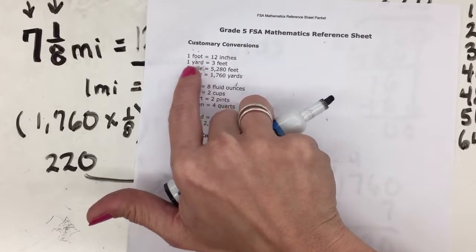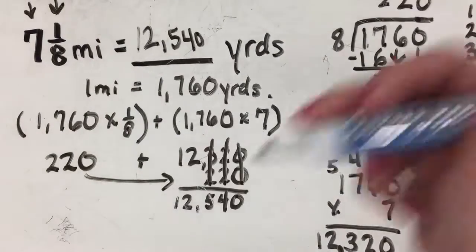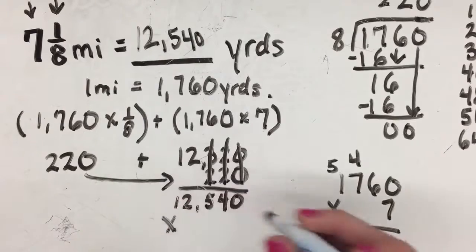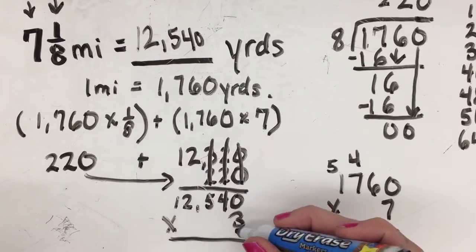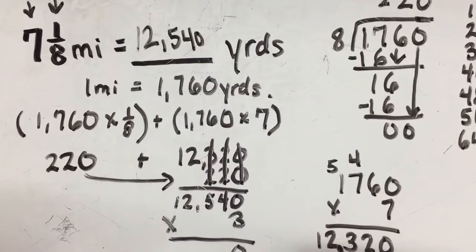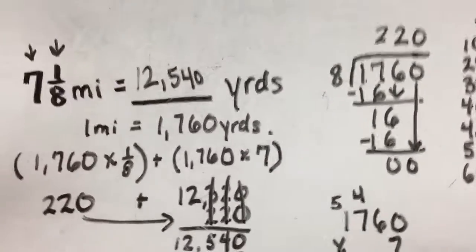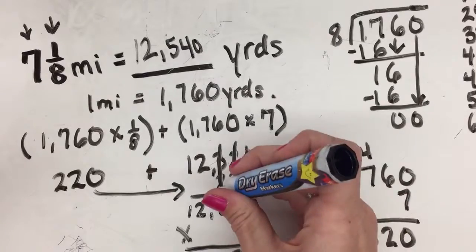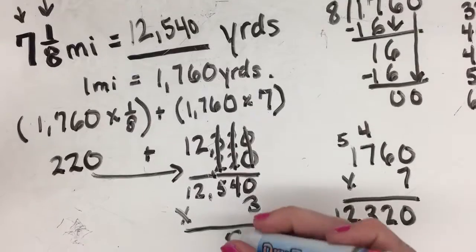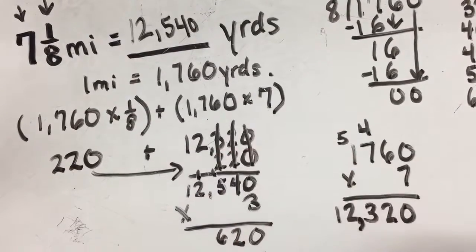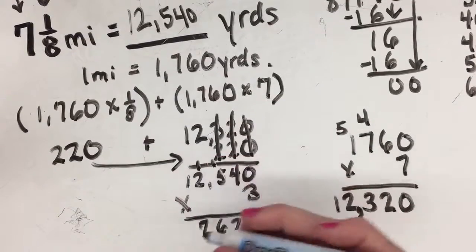But this is yards. If I have 1 yard, there are 3 feet in each. But I don't have 1 yard, I have 12,540, and I'm going to multiply it by 3 feet in each yard. When I multiply that, 3 times 0 is 0. 3 times 4 is 12, so I'm going to drop my 2 and regroup my 1. 3 times 5 is 15, plus 1 more is 16. 3 times 2 is 6, plus 1 more is 7, and then 3 times 1 is 3.